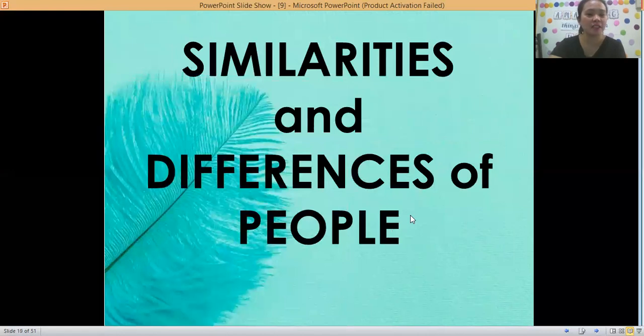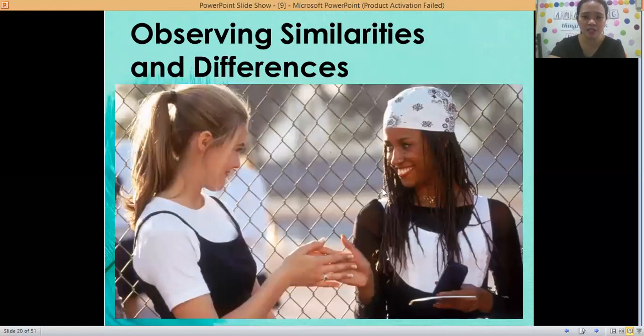So the similarities and differences of people. So these girls, both of them are female.